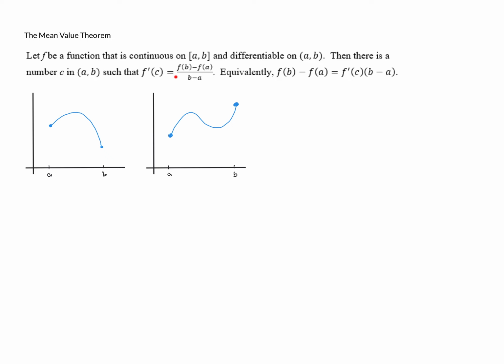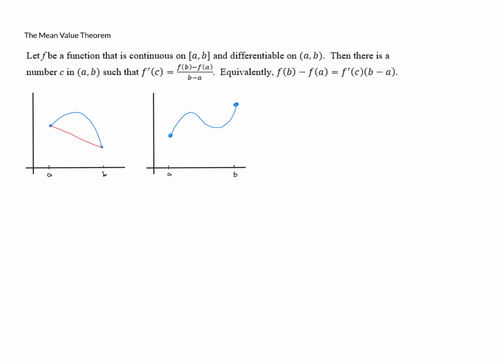We have seen this quantity before. f of b minus f of a is rise, right? It's the difference in height between those points. And b minus a is the run. And we know that rise over run is slope. So what this means is that we have a point on the graph where the derivative is equal to the slope of the line segment between those two endpoints.